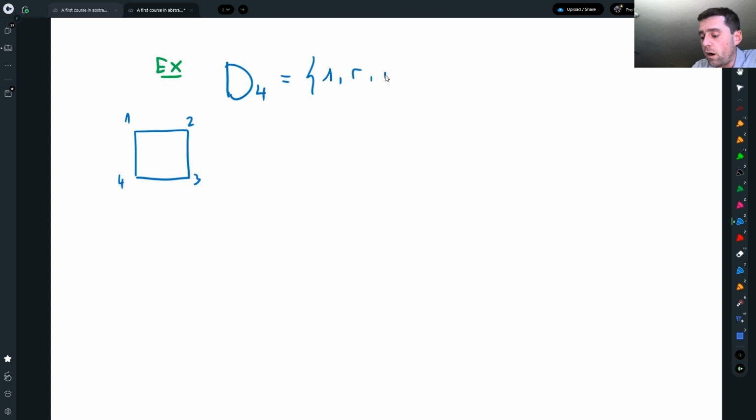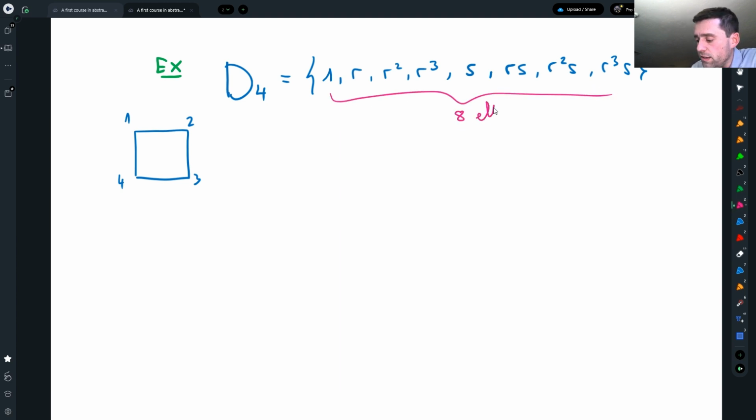So there is 1, r squared, and r cubed. Those are the possible rotations by 90, 180, 270 degrees. And then there is a reflection about the line that bisects the square, and it goes through 1. And then we saw that the other elements are rs, r squared s, and so on. So what I need is, just write rs and r squared s and r cubed s. And in fact, we see that now these are exactly 8 elements. So those are all the elements in D4.